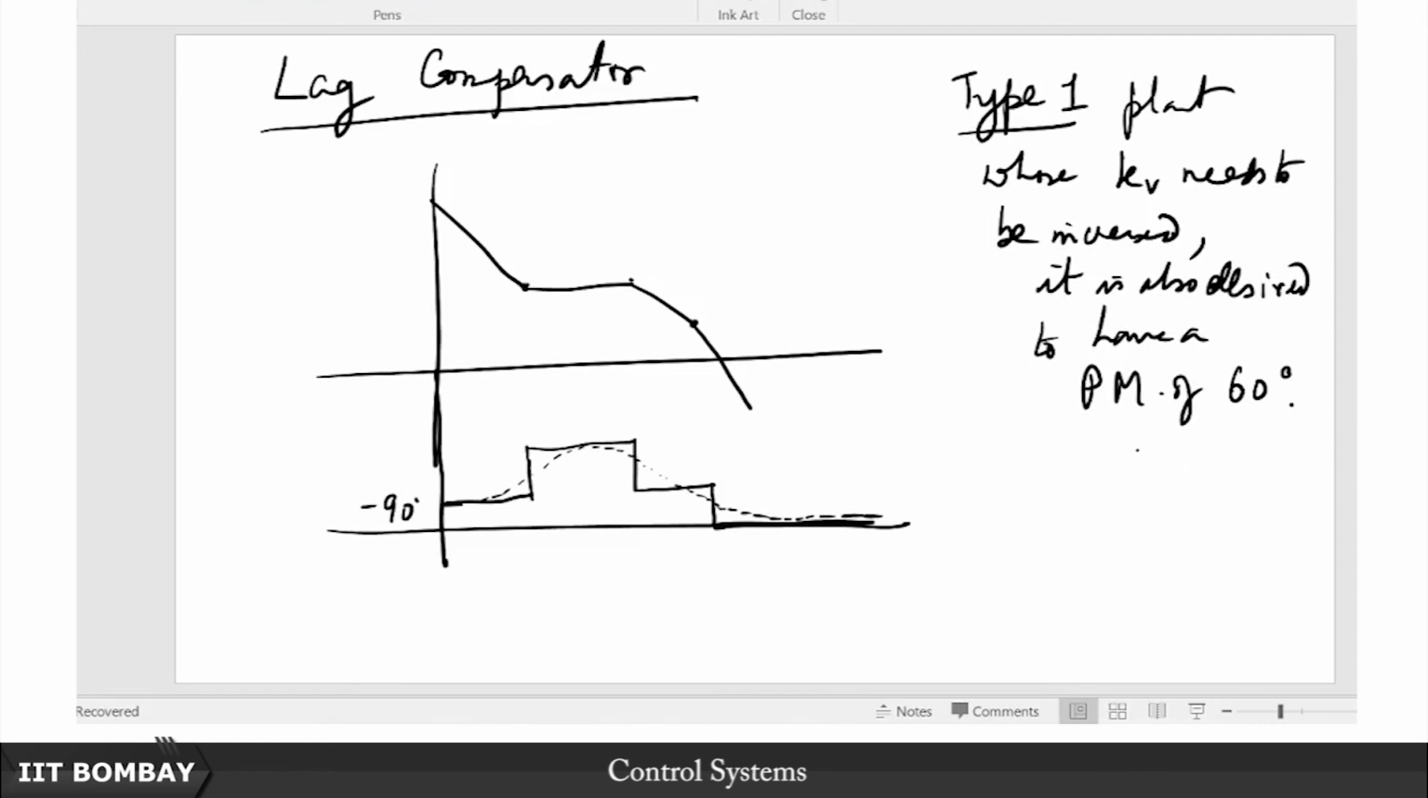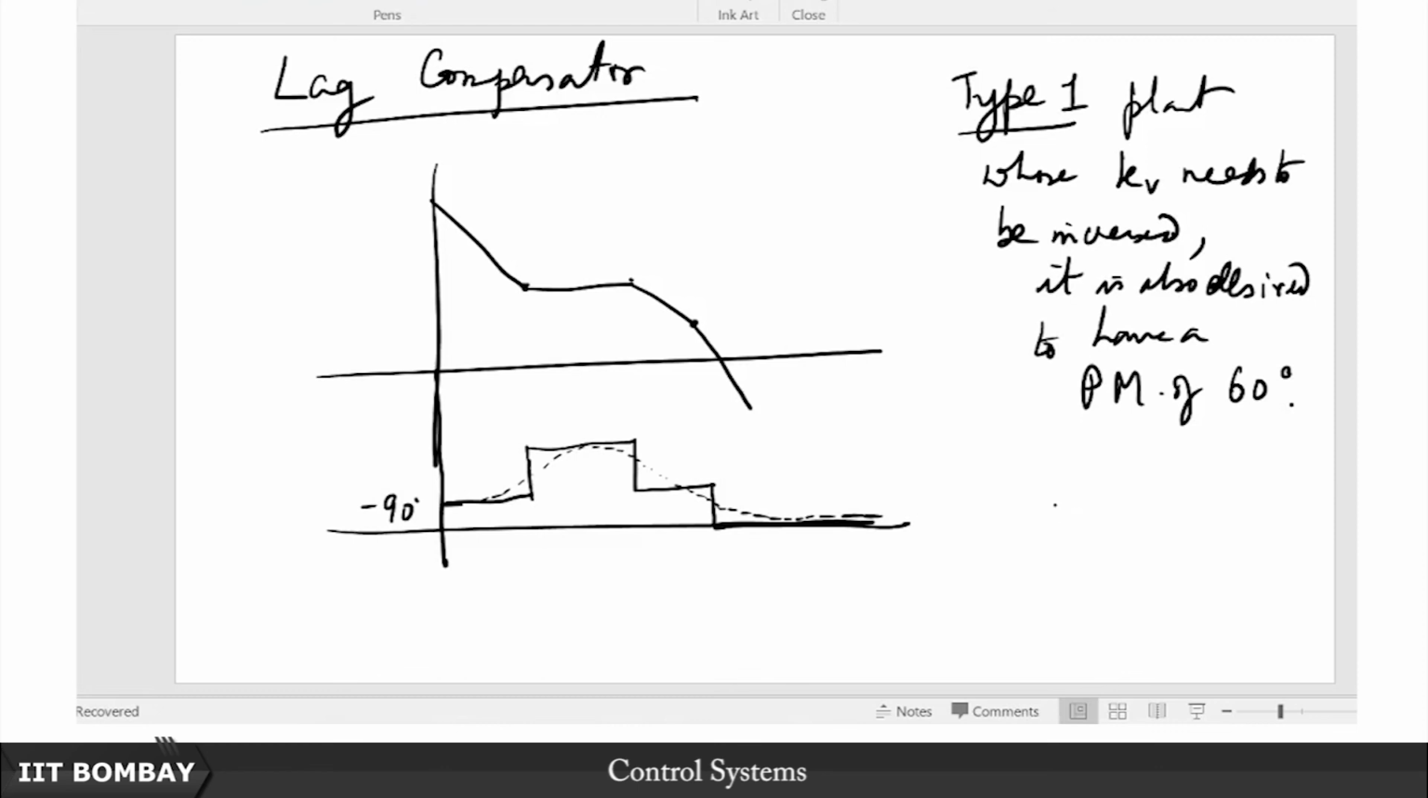So you might wonder, well, lag compensators only help us in getting this steady state error reduced. How on earth is phase margin going to be improved? After all, a lag compensator contributes a negative phase, right. So how is it going to improve the phase margin? It turns out that a lag compensator will actually allow you to do that.